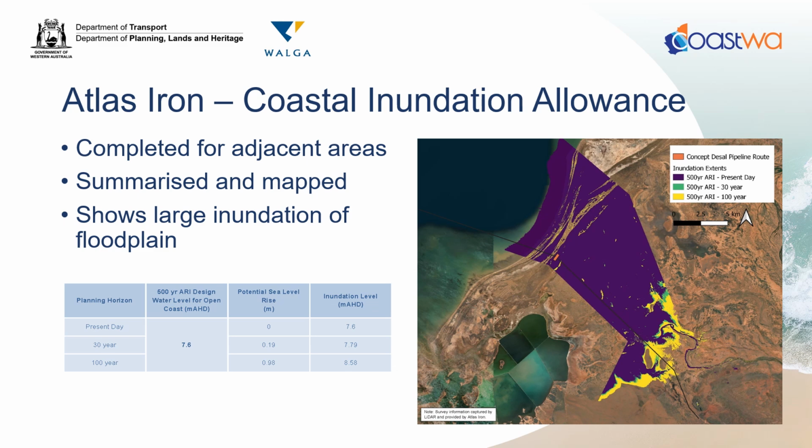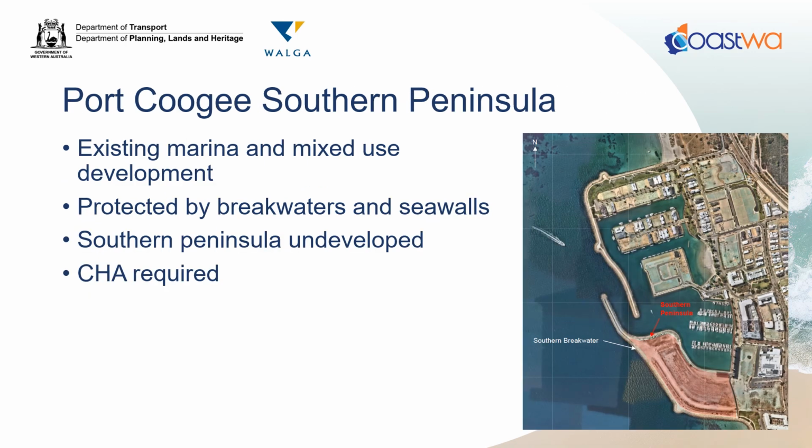A coastal inundation assessment was also completed, and this has been completed for adjacent areas to determine water levels, which was summarised and mapped for this assessment, and shows large inundation of that floodplain. So the map output here shows the coastal inundation assessment, and you can see large swathes of those floodplains and surrounding lands being inundated.